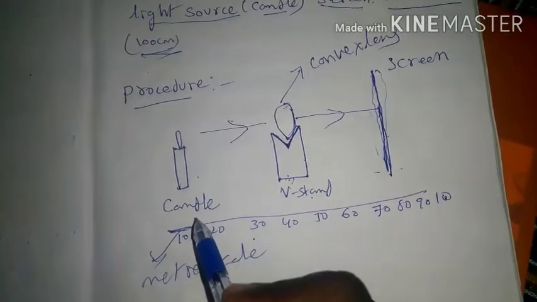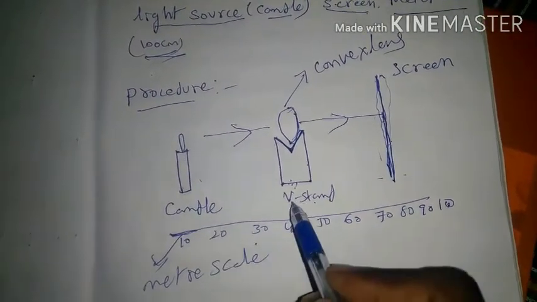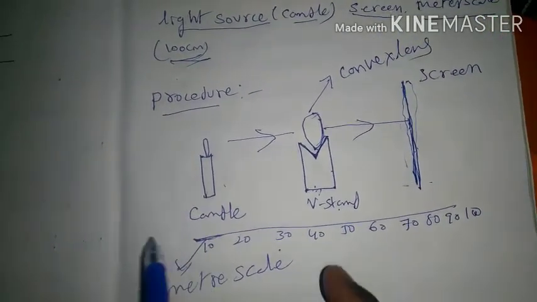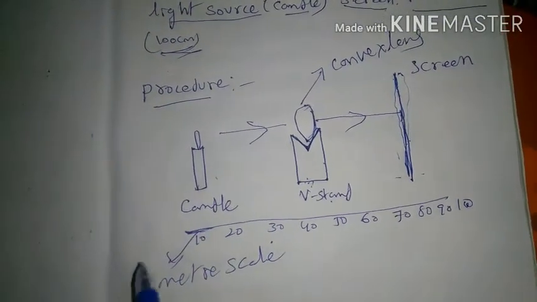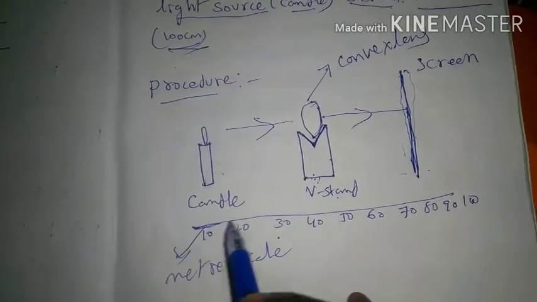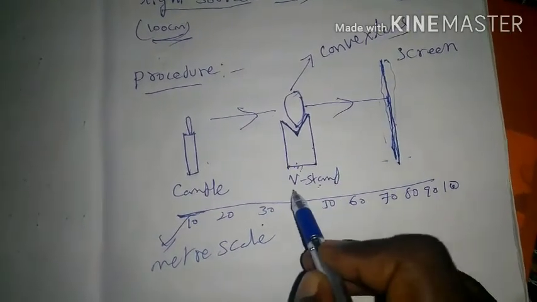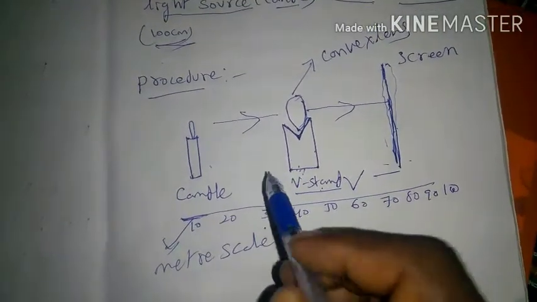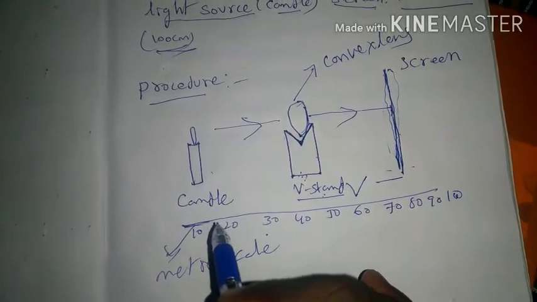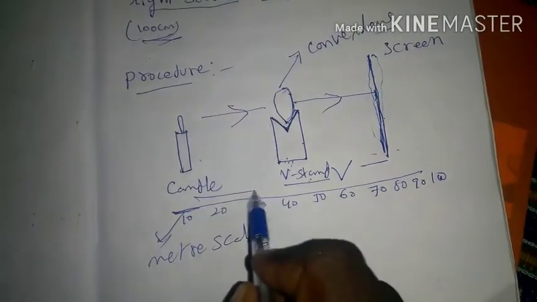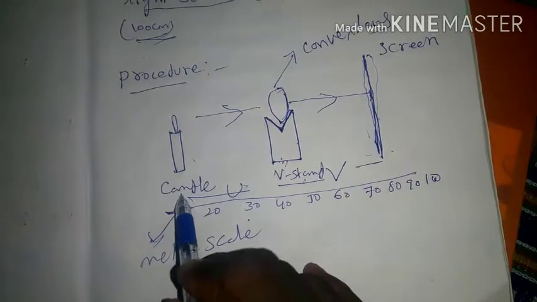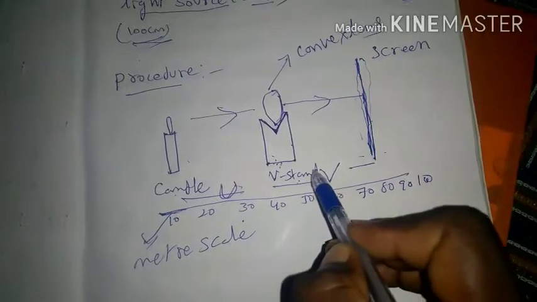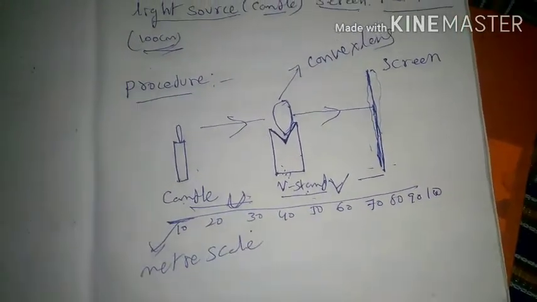Measure the distance of the image from the stand of the lens, and also measure the distance between candle and stand of the lens. Candle to lens is object distance, lens to screen is image distance, U and V.